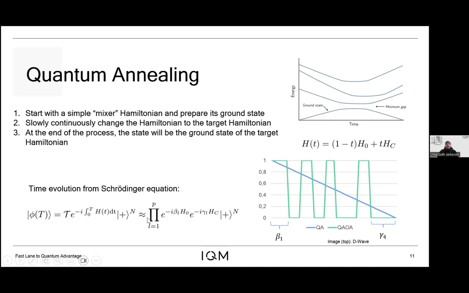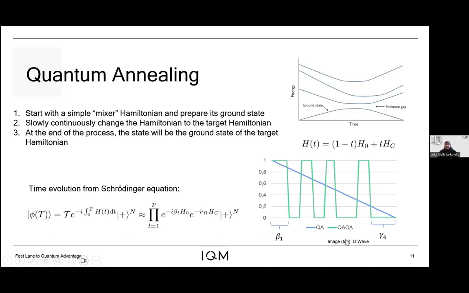But one thing that we can do is to approximate this by simply evolving the time with the mixer Hamiltonian and the cost Hamiltonian, first one and then the other, several times over. So we can start with plus, then evolve it a little bit with the cost Hamiltonian, then a little bit with the mixer Hamiltonian, and then this product says that we do it over and over again. So again, a little bit with the cost Hamiltonian, a little bit with the mixer Hamiltonian. You can think of it like in this graph, this blue line would be what happens in quantum annealing. So we slowly change the Hamiltonian from this value here all the way to here.